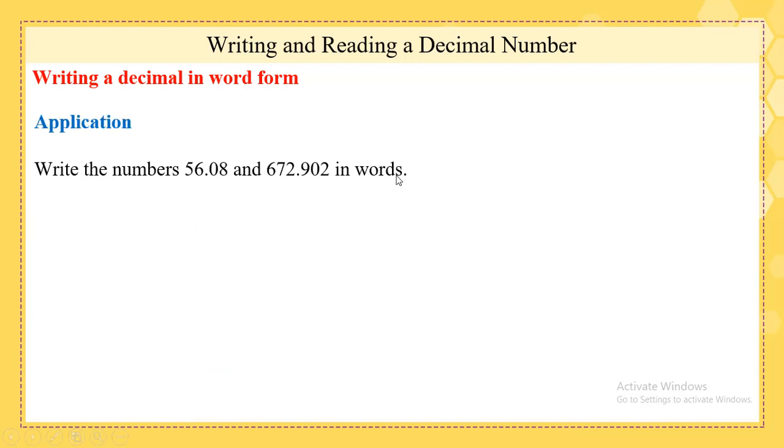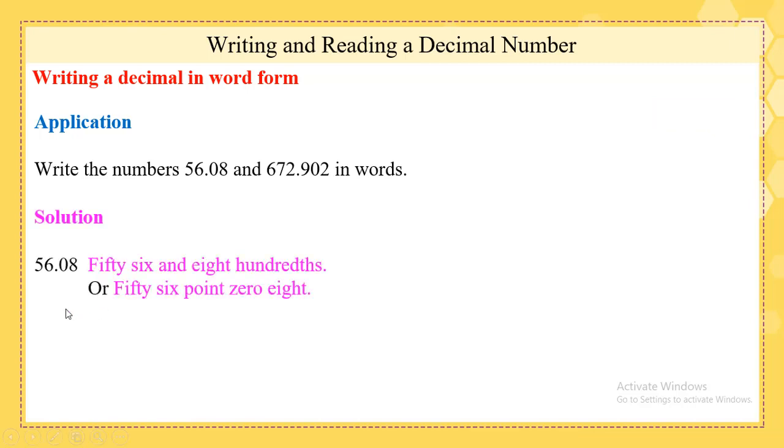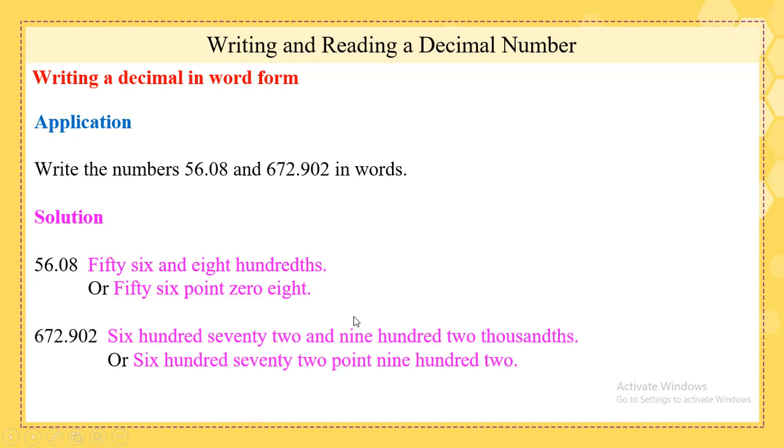Application: write the numbers in words. Please pause the video and try to solve the application. The first number will be written as 56 and 8 hundredths, since 8 stands in the digit of hundredths, or 56.08. The second number is 672 and 902 thousandths, or 672.902.